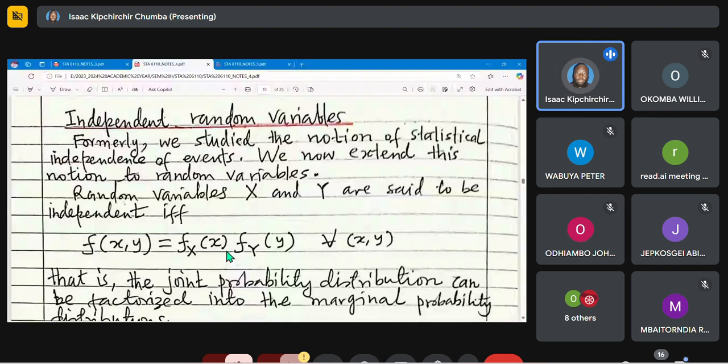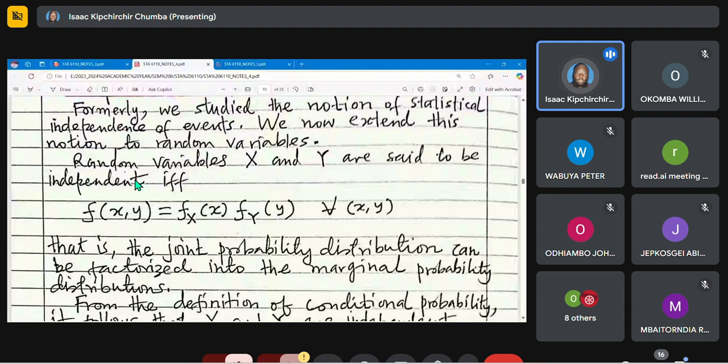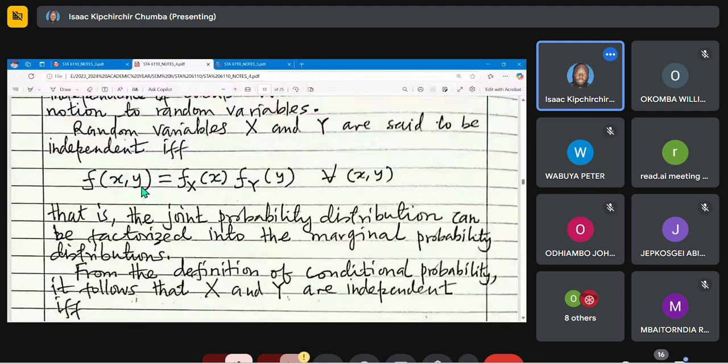Now, after conditional distributions, another important aspect in probability theory is that of independence. We also talked about independent events. Now we want to bring about independent random variables. Formally, we studied the notion of statistical independence of events, and we now extend this notion to random variables. Random variables X and Y are said to be independent if and only if, it's two-way, the joint is the product of the marginals.